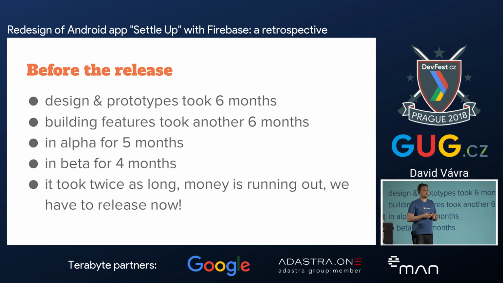Then came beta. Beta was more open, so anybody could sign up for it on the Play Store. We were in beta for 4 months. Beta already included migrations of all data. It didn't have monetization yet, but then we updated it with monetization. So it took twice as long as we thought, and we were also calculating with some costs, some money, and the money was running out.